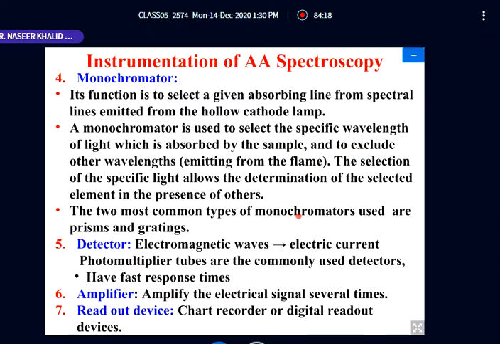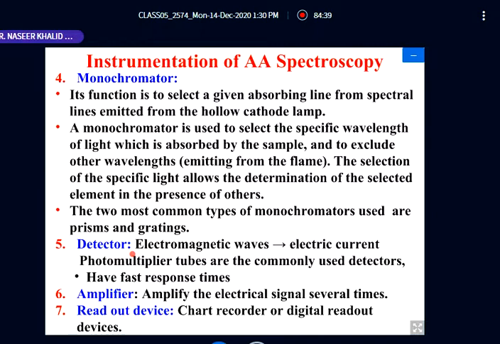There are two common types of monochromators. One is the prism and the other is the grating. We are not going into the detail of the prism and the grating. We will discuss the construction of this monochromator in some other class.